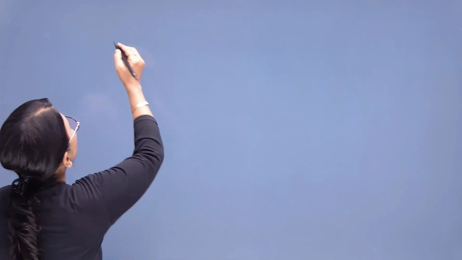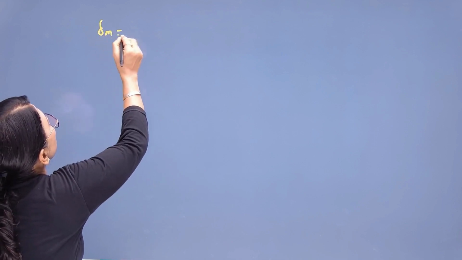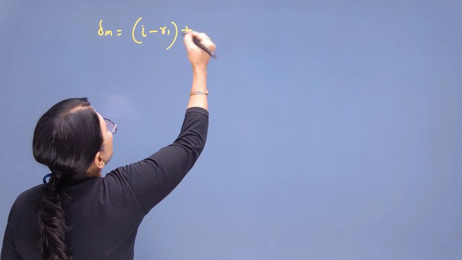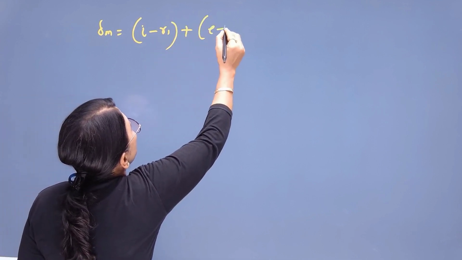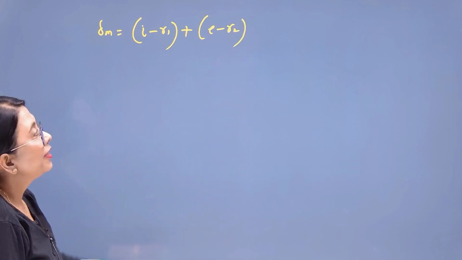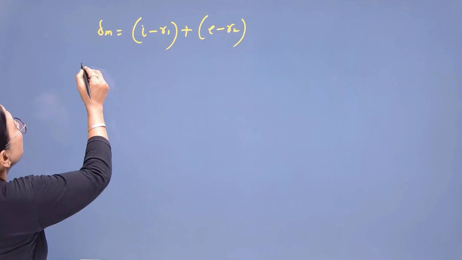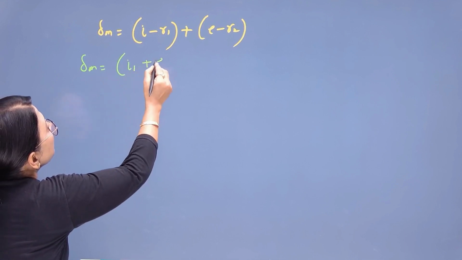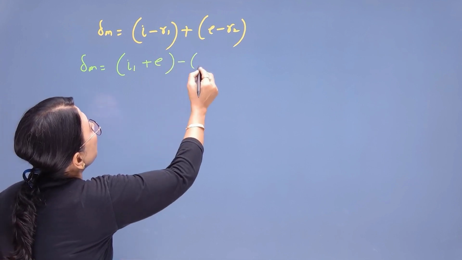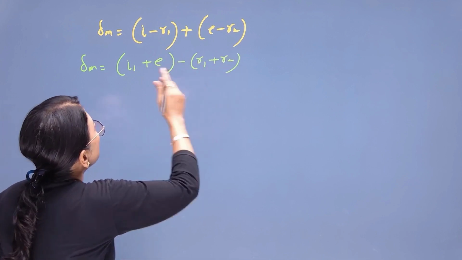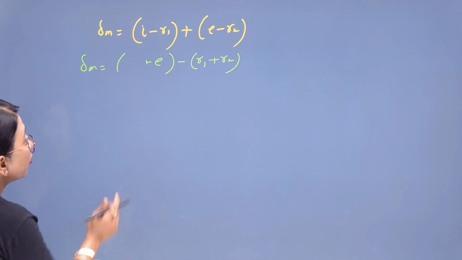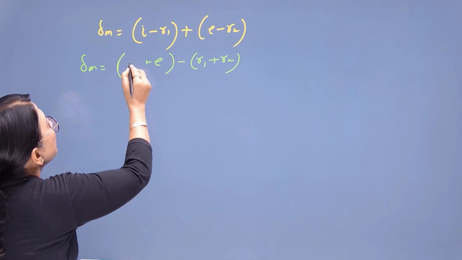Now see what we have got as del m. So del m we are getting as, first क्या था? I minus R1, and then the next was your E minus R2, correct? अब हम क्या करेंगे? कलेक्ट करेंगे इसको. So del m will come out as I plus E, and this will be minus common, R1 plus R2. Don't write it with I1, we write it simply as I. Write it with I plus E.